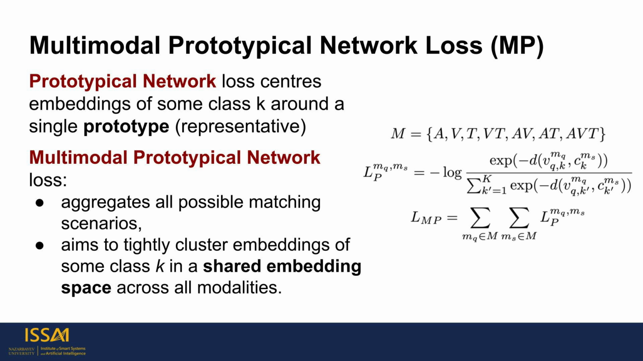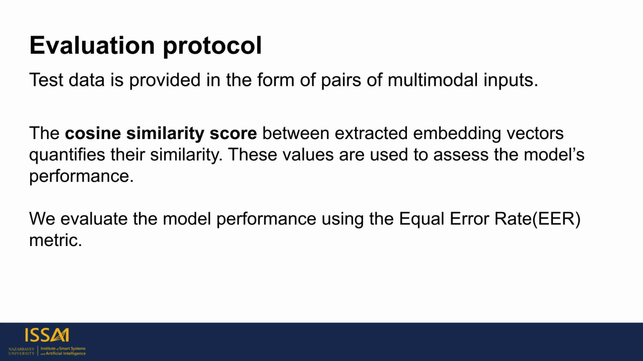Since we want our model to execute all possible multimodal matching scenarios, our training objective aggregates individual prototypical network losses corresponding to each of those cases. The final loss aims to tightly cluster the embeddings of some class K in a shared embedding space across all modalities. The word shared embedding space here is very important, as it allows our model to manipulate between the embeddings of distant modalities. Let's move on to the evaluation protocol of our model.